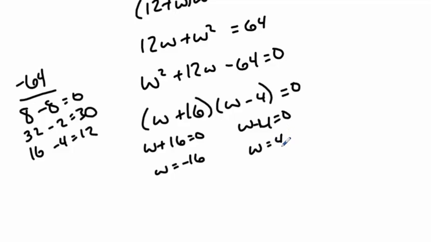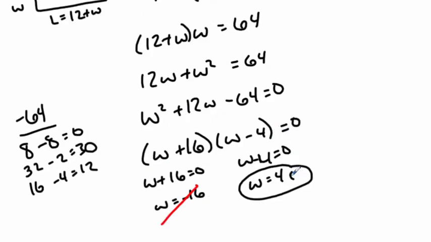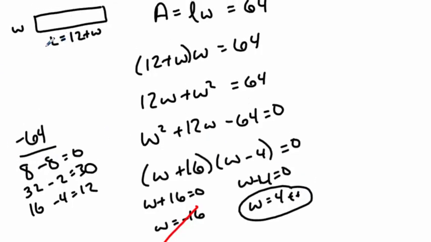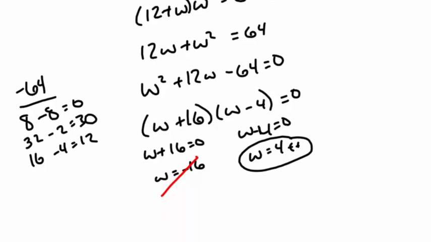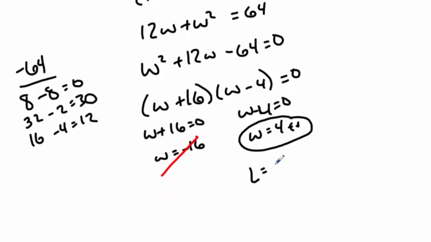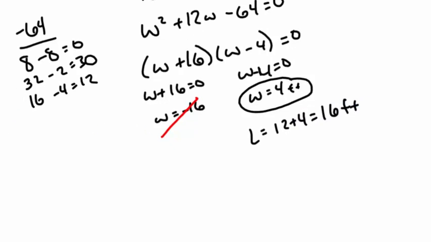The width cannot be negative. Length and width must be positive values, so therefore the width must be 4 feet. Now, if the width is 4 feet, remember that the length was 12 plus w. So therefore, the length is 12 plus 4, or 16 feet. So the dimensions are 4 feet by 16 feet.